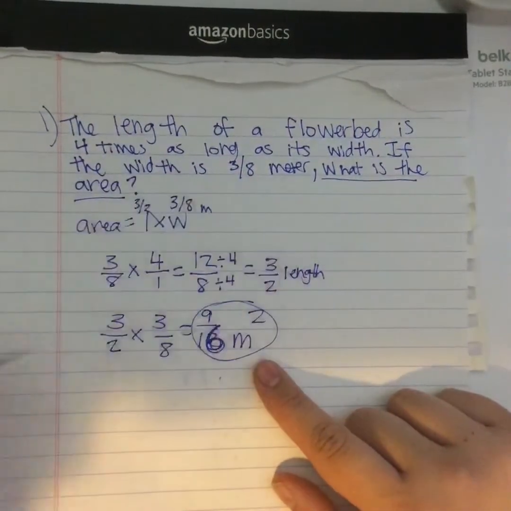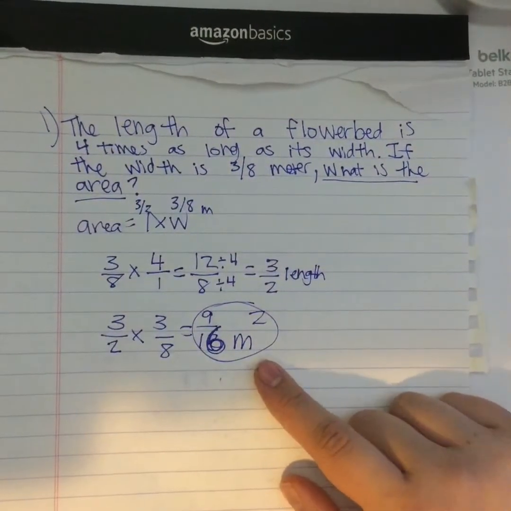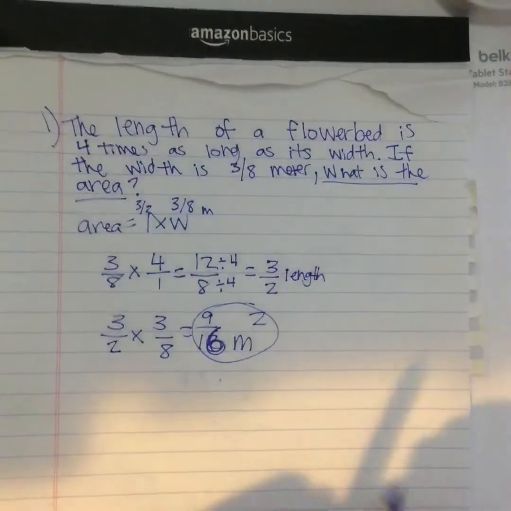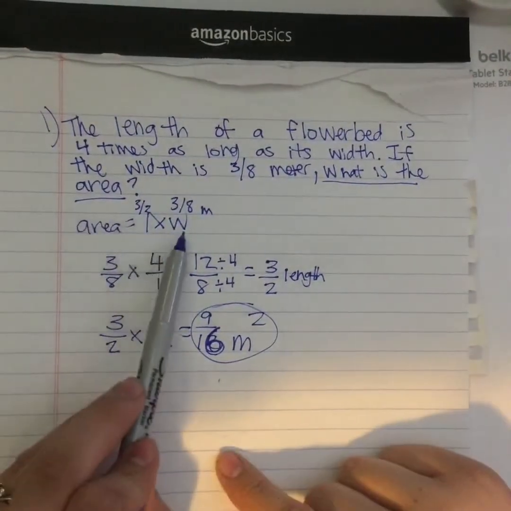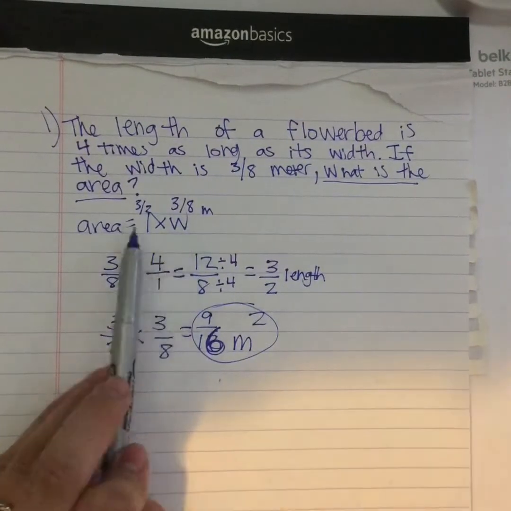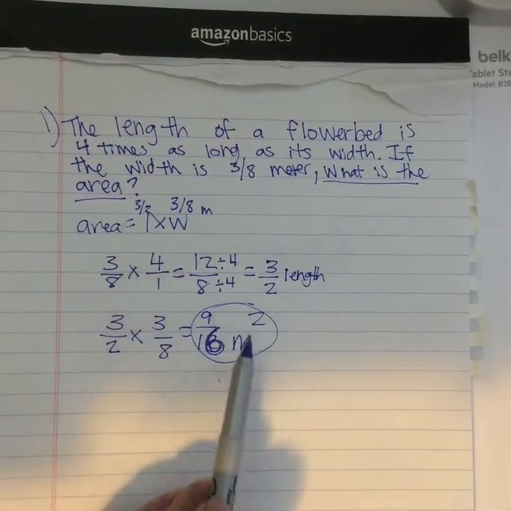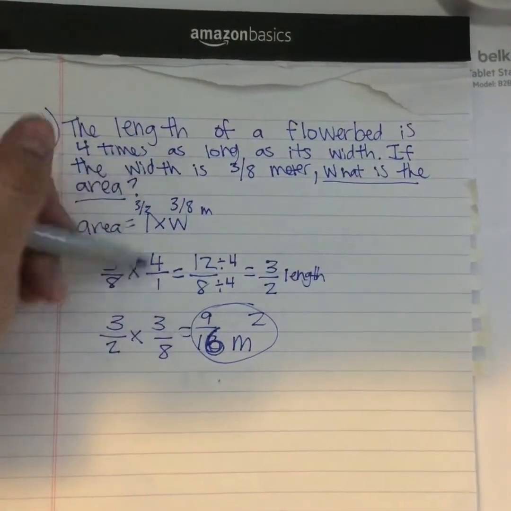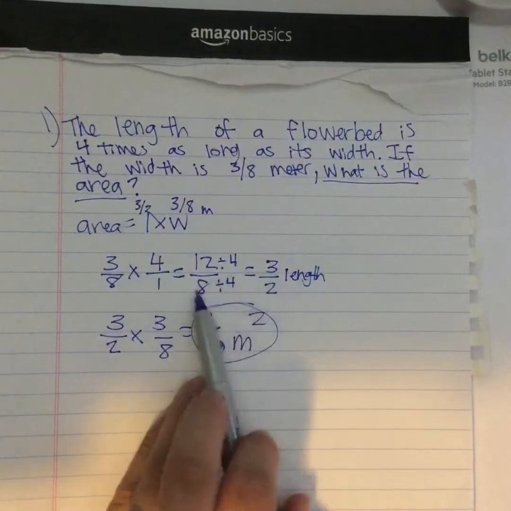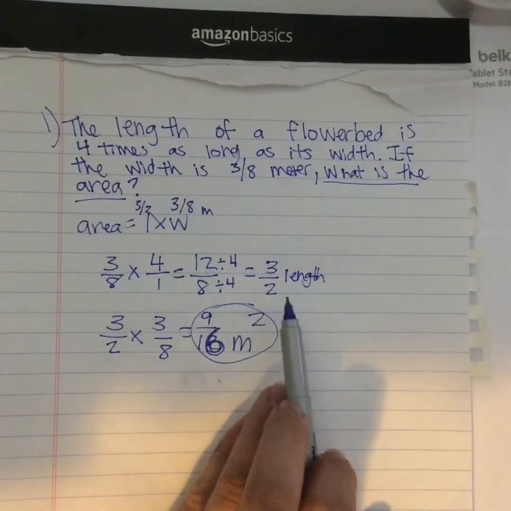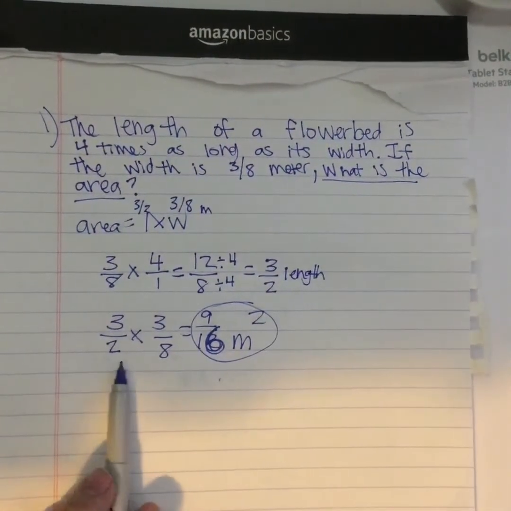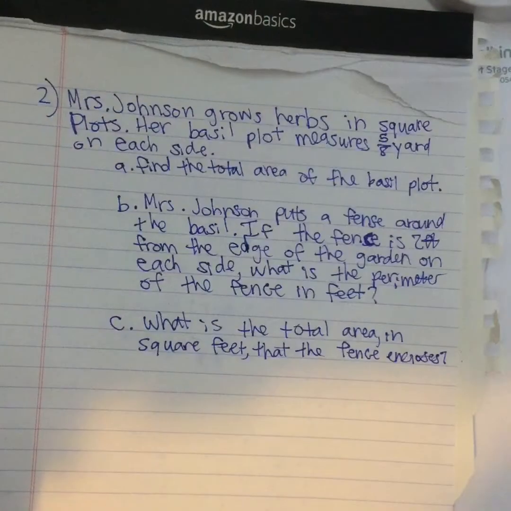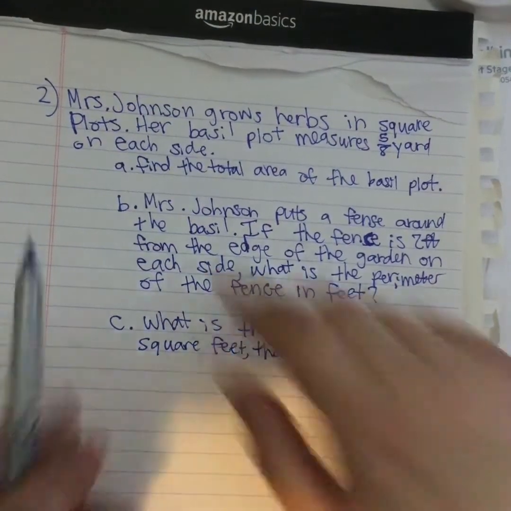This one was probably the most simple on this problem set. Just to remind you what we did, we noticed it was asking for the area. We had the width. We knew that the length was 4 times that. We multiplied it times 4. Then we reduced that down to create an equivalent fraction that was easier to work with. Then we multiplied the length times the width, and we got our area. All right, moving on to question 2.